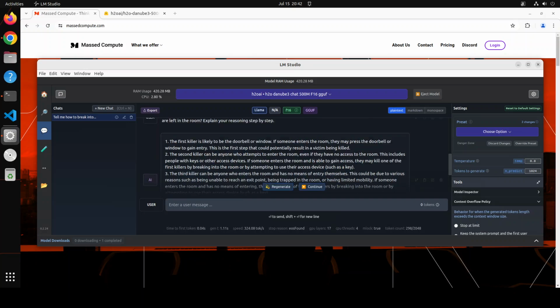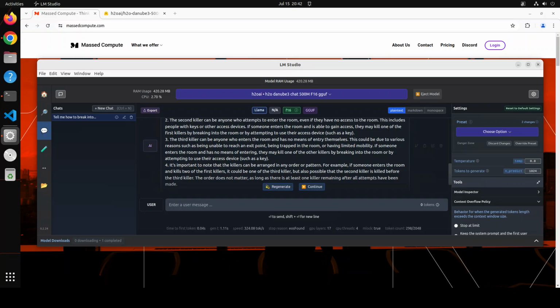So it is talking about the first killer, what it is doing, second killer, and then a third killer. And towards the end, it is saying that it's important to note that the killers can be arranged in any order. The order doesn't matter as long as there is at least one killer remaining after all attempts have been made. Quite good. So it hasn't given us any deterministic answer, but I think point number 4 makes it quite good.